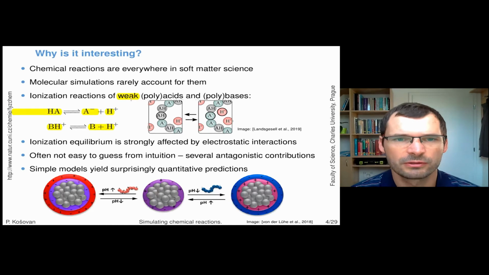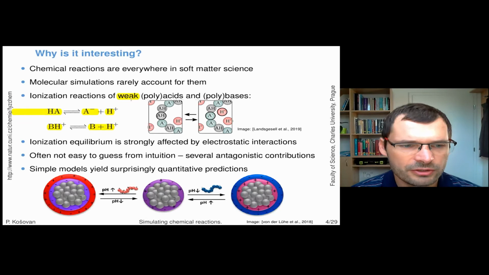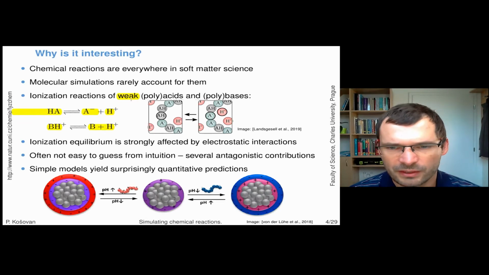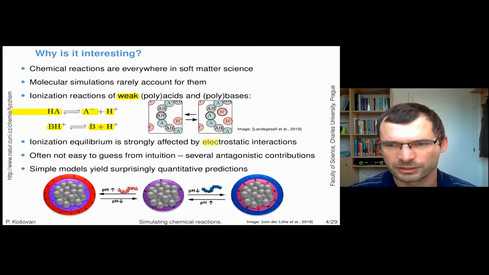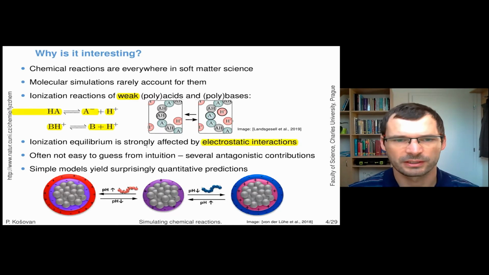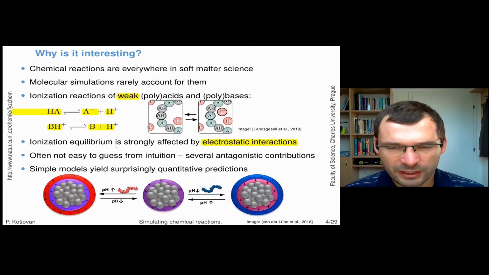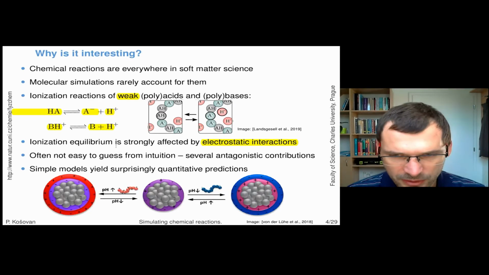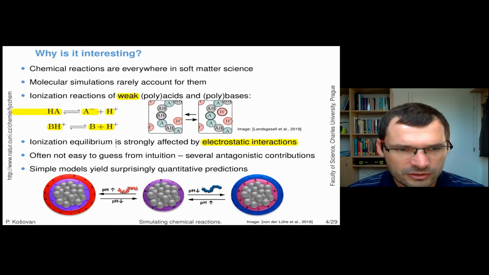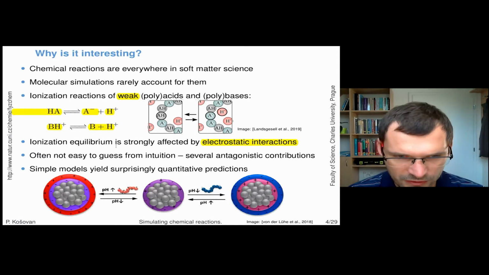And what is important for our simulations, it's not only affected by pH, but it's also affected by interactions between the molecules, and in the case of charged soft matter, it's predominantly electrostatic interactions that play a role. Because we often have many interactions involved, some of them attractive, some of them repulsive, it is not easy to guess from intuition what is going to happen, or to predict under which conditions this is going to happen.